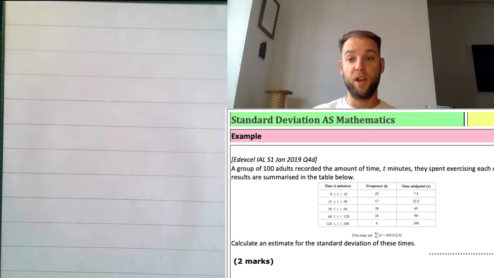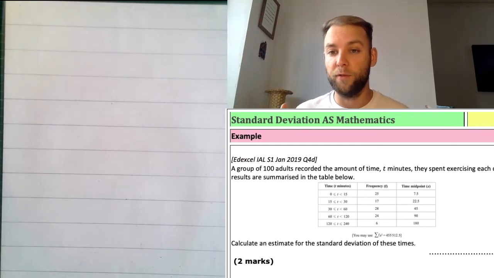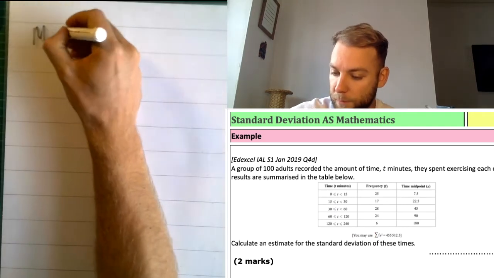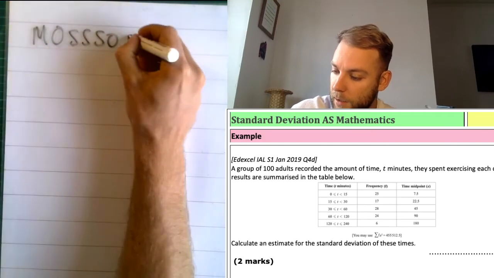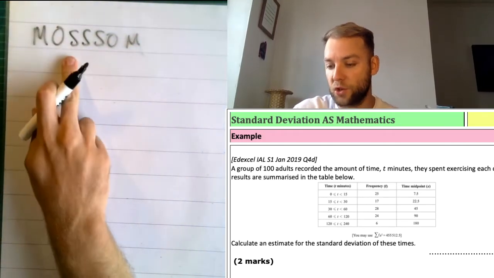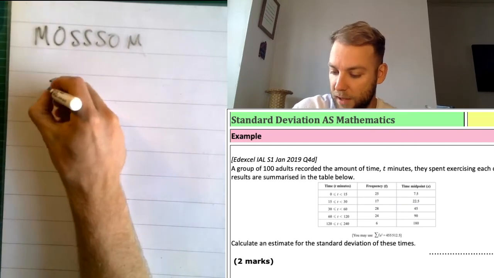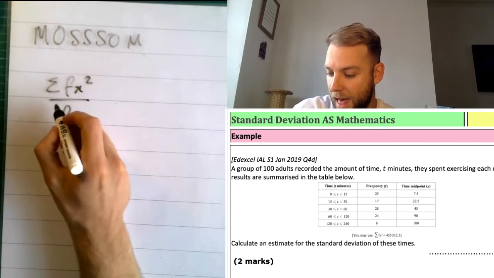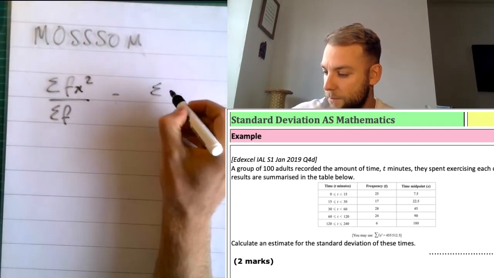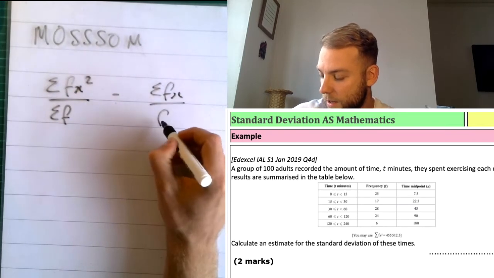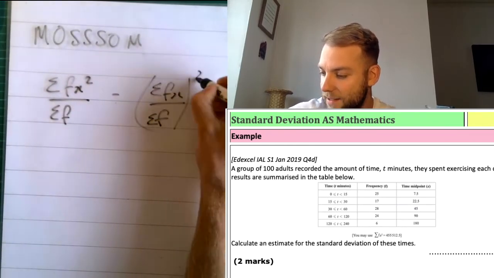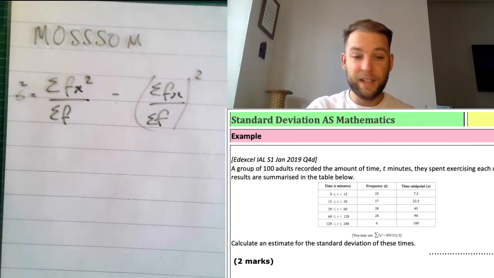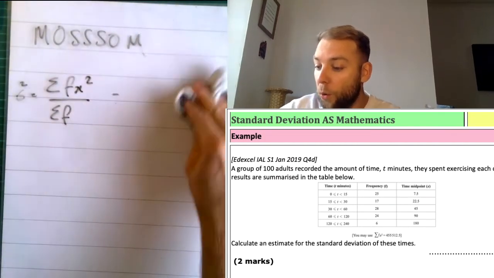With this, there is a way where you can actually calculate it with all the formulas, and you use something called MOSOM. This stands for the mean of the squares, subtract the square of the mean. So it's this formula here, sigma fx squared all over sigma f, subtract sigma fx over sigma f all squared. This is the formula for the variance, okay? But we don't actually need to know that because the calculator works it all out for us.